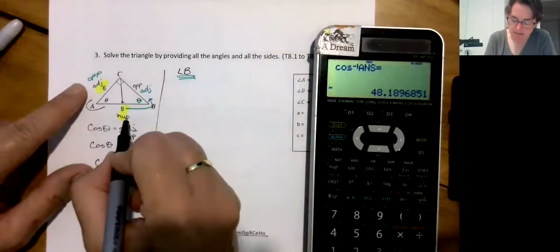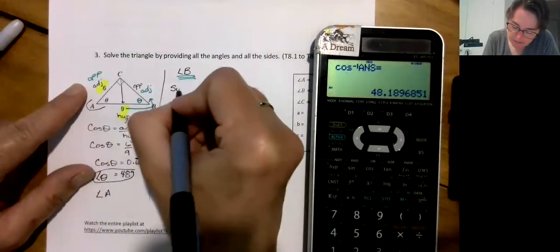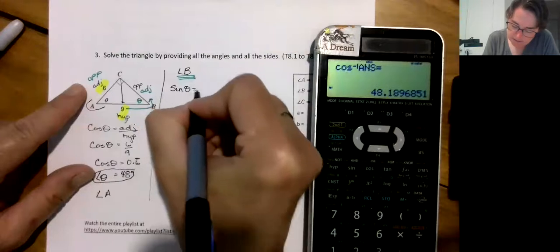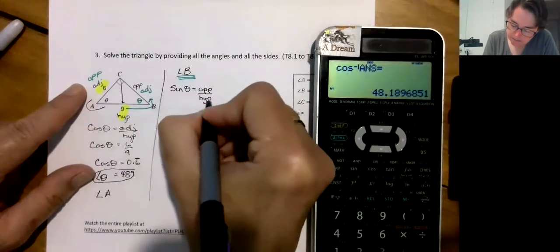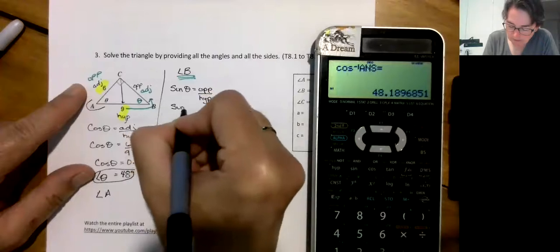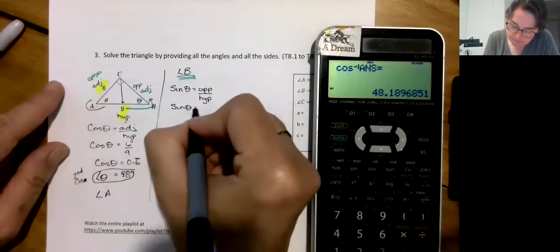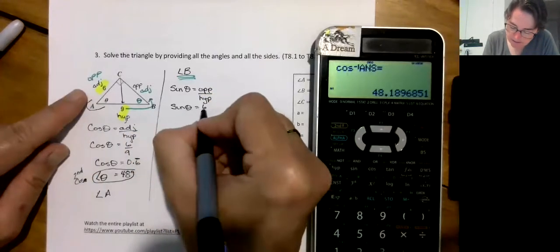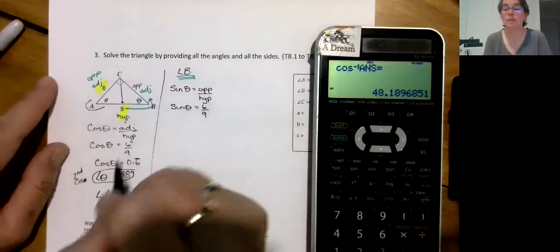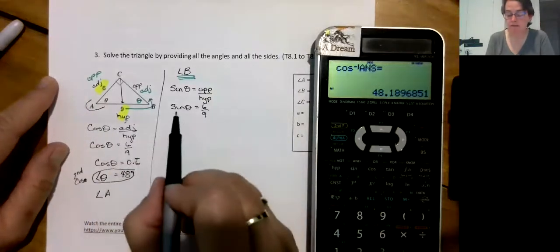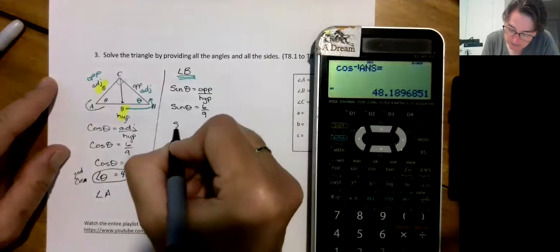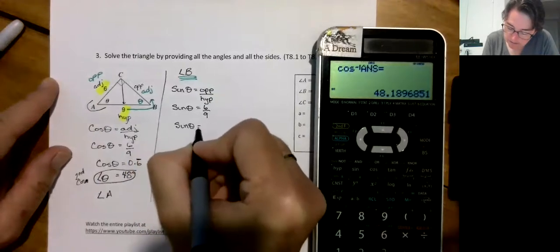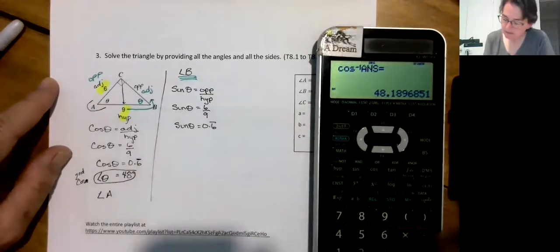Opposite and hypotenuse is sine. Sine theta, the opposite side is 6 over 9. I know it's exactly the same numbers, but because we're going to use sine, it's going to be a little bit different. So sine theta is 0.6 repeating.